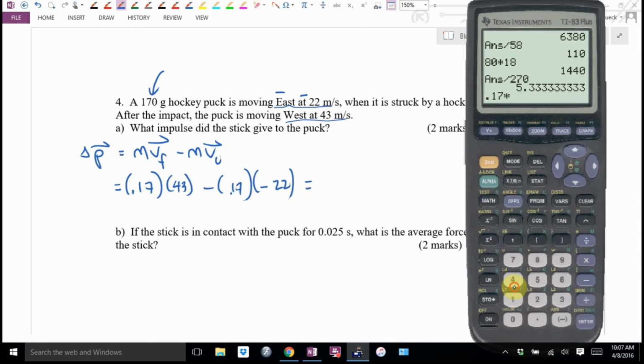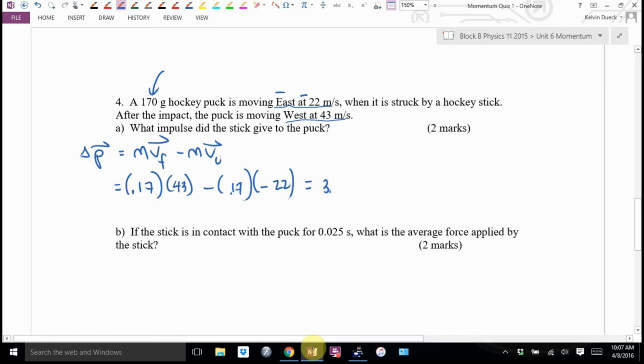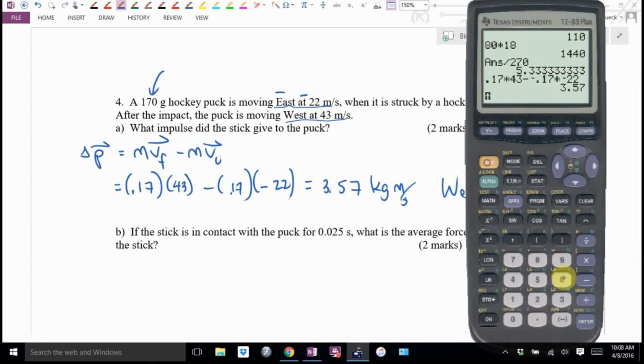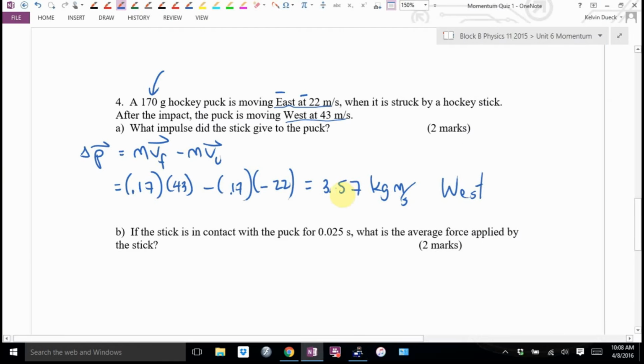0.17 times 43 minus negative 0.17 times negative 22. I got a positive answer here. Which way did you, Hayden, let be positive, west or east? West. So positive means west. Where am I, Mr. Duick? 3.57 kilogram meters per second west. Am I wrong? Oh, hang on. I'm totally wrong. I put a negative and a negative. I put 2 negatives, you're saying? Do you get 11.05? Hey, that looks better.